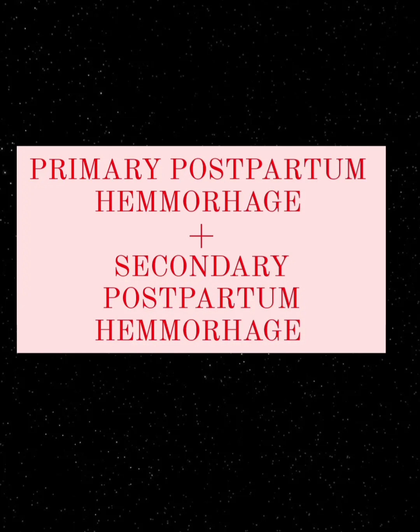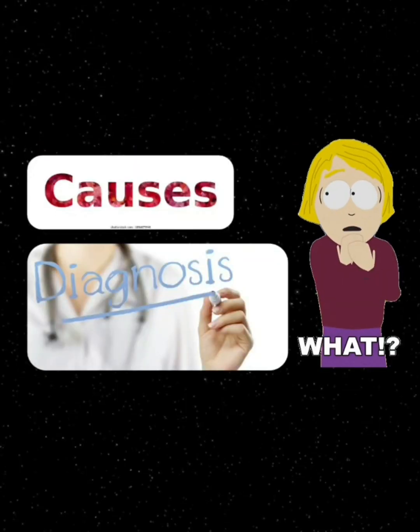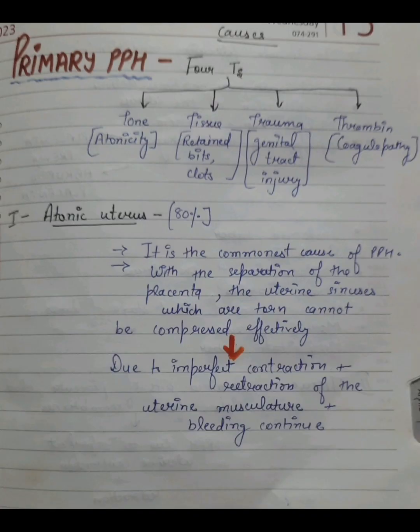So today we are going to talk about the primary PPH and secondary PPH causes plus diagnosis. First of all, we will start from primary PPH. Now, what are the causes of it? The causes for primary PPH are divided into four categories, right? First one is tone, second one is tissue, third one is trauma, fourth one is thrombin.